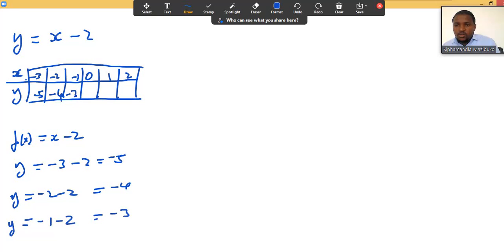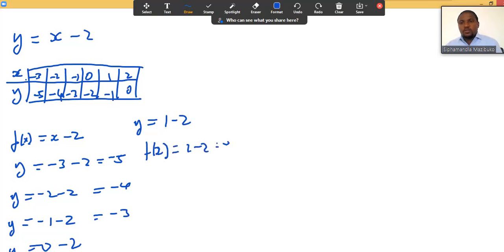If x was 0, we'll have y is equal to 0 minus 2. That would be minus 2. If x was to be 1, then we'll have y is equal to 1 minus 2. That would be minus 1. If x was to be 2, we'll have f at 2 is equal to 2 minus 2, which is 0. So we'll have 0, just like that. Let's look at sketching our graph then.